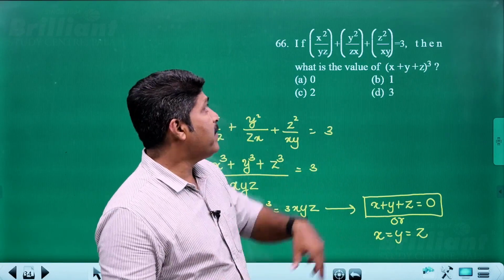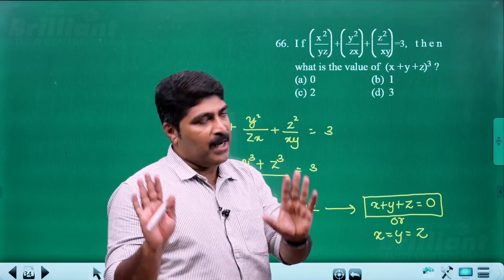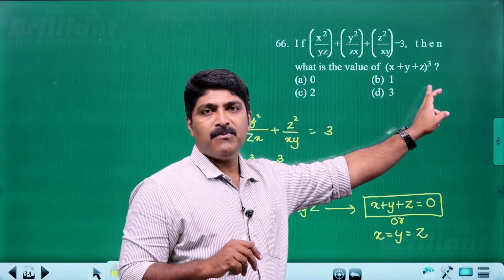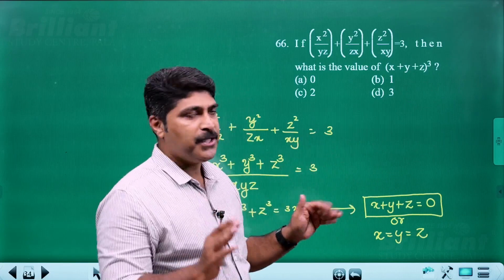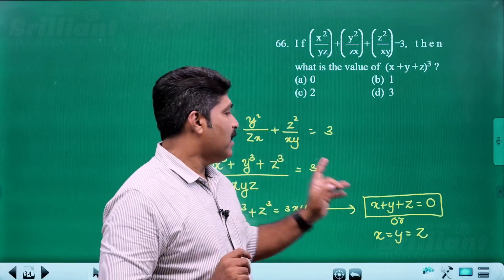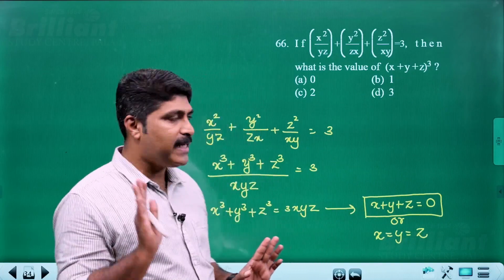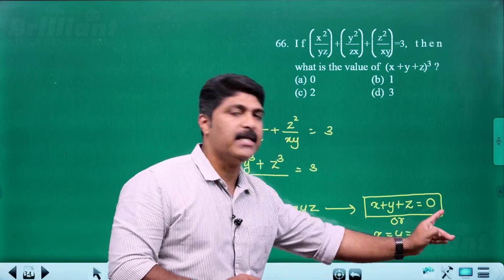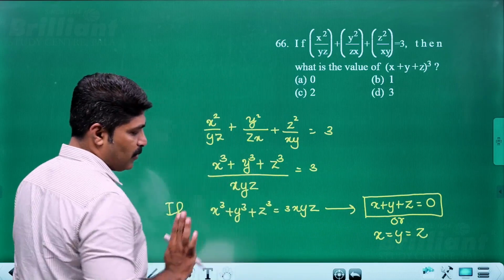But what is the problem here? Suppose 1, 1, 1. This value is 1 plus 1 plus 1, that's equal to 3. 3 cube will be equal to 27. But our options are not containing that result. Therefore, you have to take this result. Understand that the most frequently considered possibility is this one. There are two such possibilities.